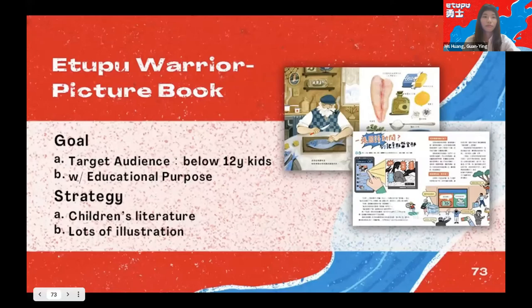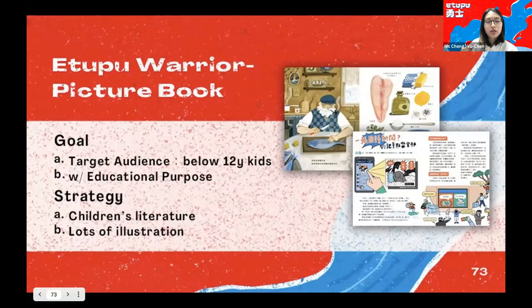So we have two goals in our exhibition. First, our target audience are kids below 12 years old. Second, we want our exhibition to have an educational purpose. So to reach the goals, we have some strategies. We looked up a bunch of books for children, and we mimic the way they communicate with them. We studied how authors communicate with kids, how they illustrate the stories, how they introduce the characters. So that's how we made our own children's literature. But not only do we use simple words, we also draw a lot of illustrations.